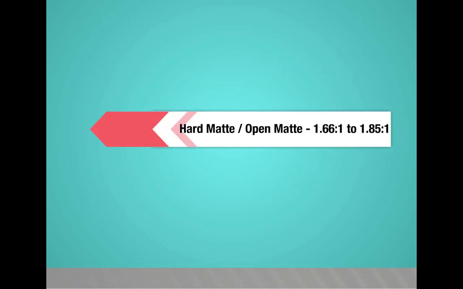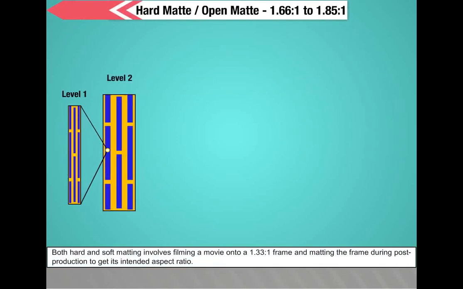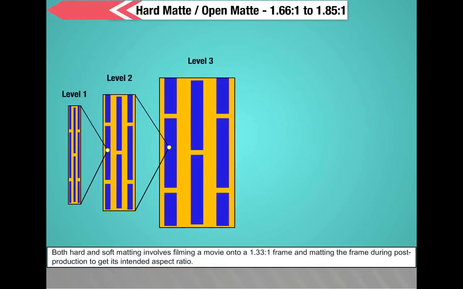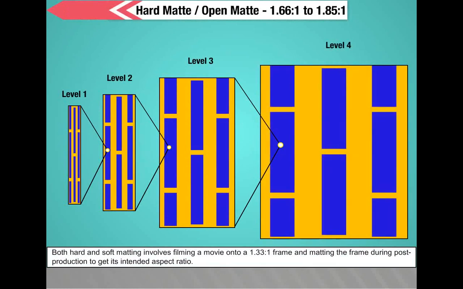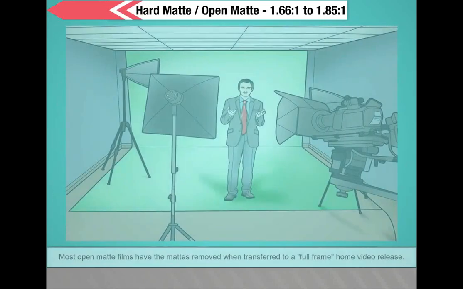Hard matte or open matte, 1.66:1 to 1.85:1. Both hard and soft matting involve filming a movie onto a 1.33:1 frame and matting the frame during post-production to get its intended aspect ratio. The main difference between the two is how the movie is processed for home viewing.